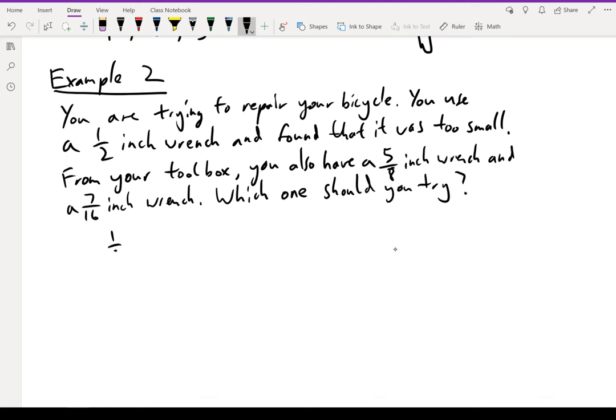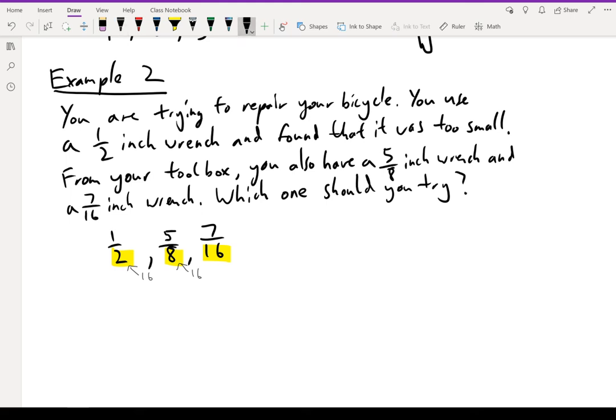So we have here 1/2, we also have 5/8 and also 7/16. We want to first find the LCM of 2, 8, and 16. And just from looking at this, it's most likely going to be 16 because 8 times 2 is 16 and 2 times 8 is also 16. We want to get all three of these denominators to 16.